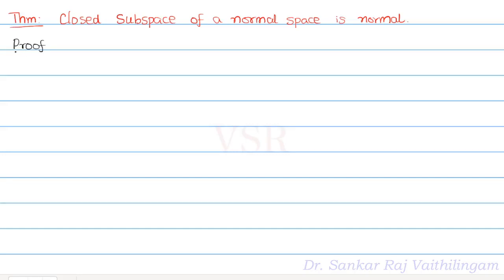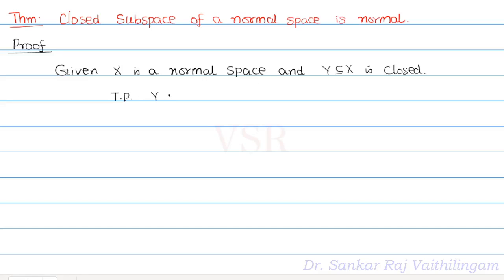Proof. Given capital X is a normal space and a subset of X is closed. Not A, let me take it as Y. Y is a closed subspace, and Y subset of X is closed. That means Y is closed in capital X. Now what are we going to prove? To prove Y is normal.